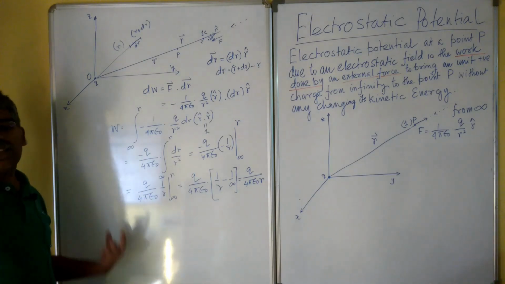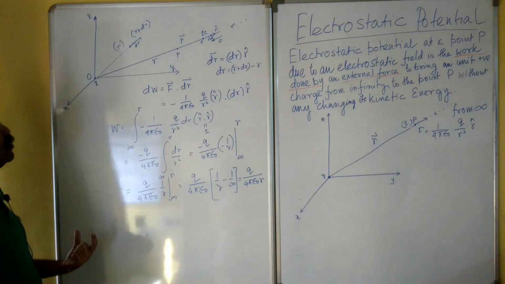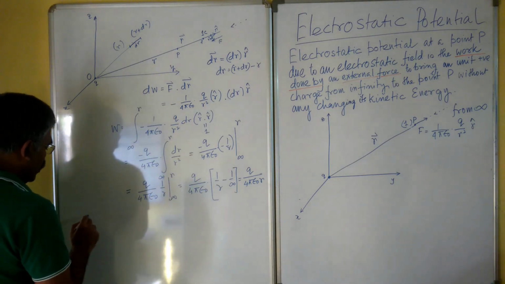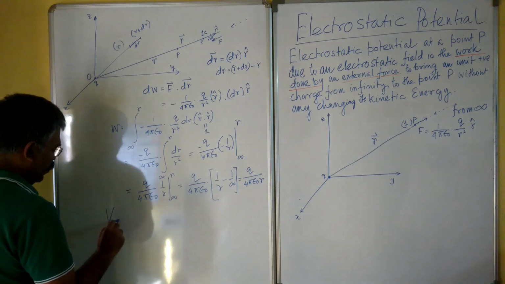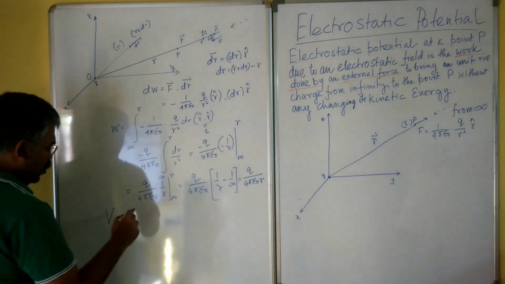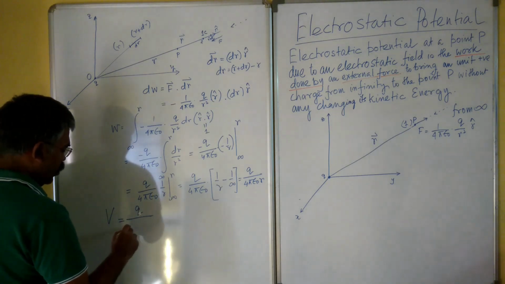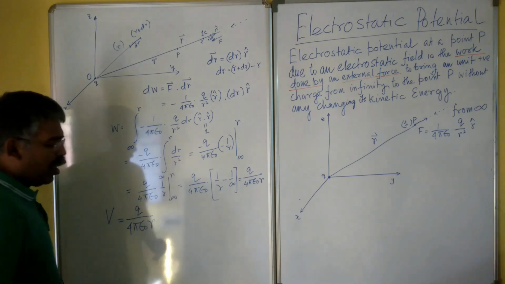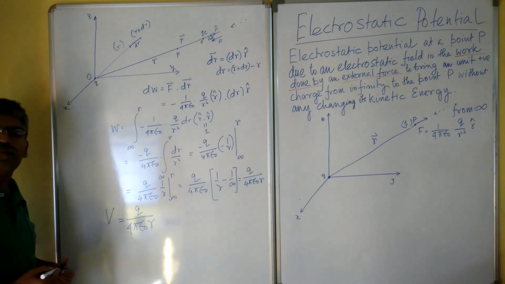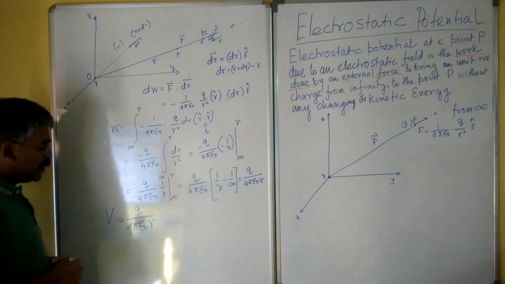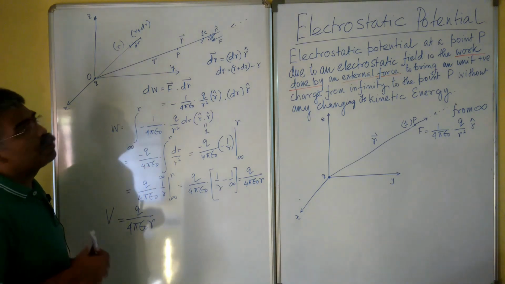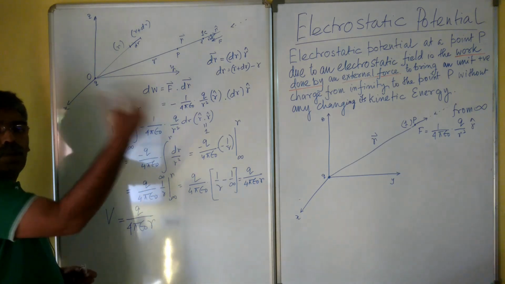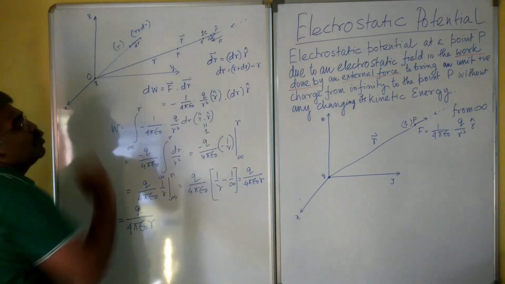This is the electrostatic potential. So V is q by 4 pi epsilon 0 r. Is it clear? This is the electrostatic potential to bring a unit positive charge from infinity to this point P.